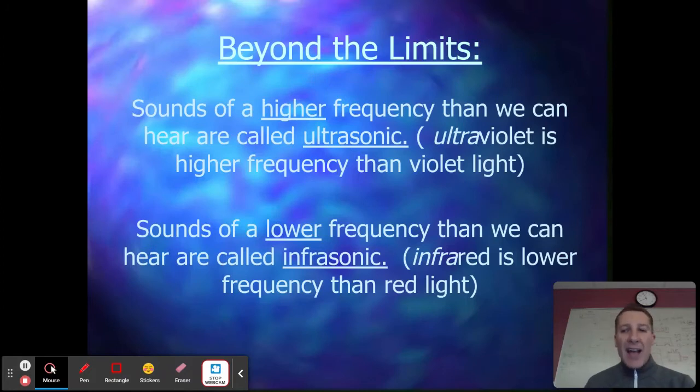If we ever have sound waves that are above the frequencies in which we can hear, we refer to them as ultrasound or ultrasonic. If they're less than what we can hear, we refer to them as infrasonic. You've probably heard of these prefixes before. Ultra means greater. So when we talk about light, ultraviolet is above the frequency of violet light. Infrared is below the frequency of red light, right? Infrared is used in your remote controls to control the TV.